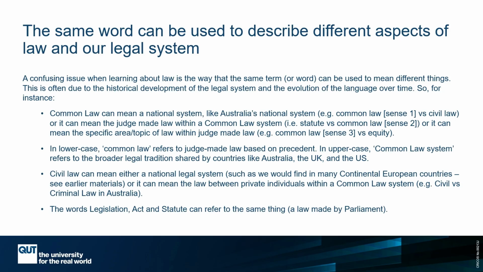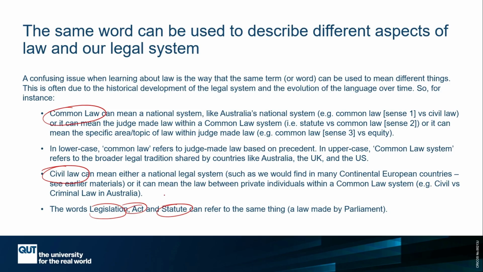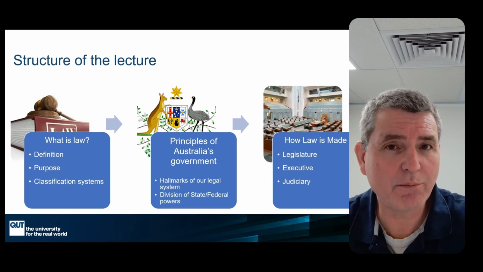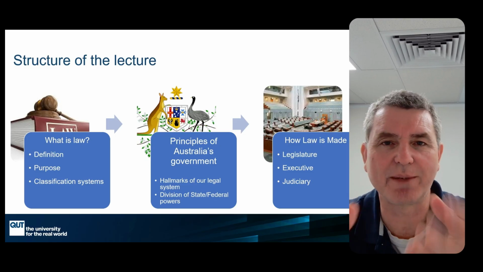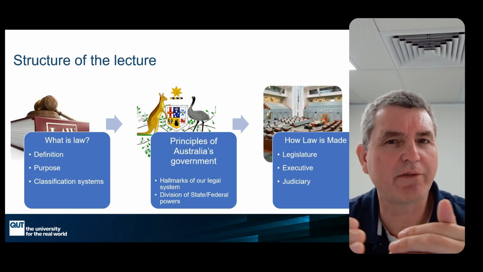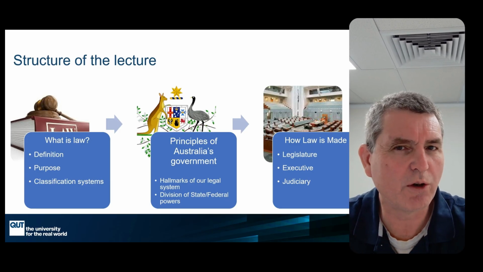And to round out this discussion, I've tried to produce some of the most confusing areas of terminology you might find in the course. Common law is one that can be used multiple ways. Civil law is a word that can be used multiple ways. And importantly, the words legislation, act, and statute can mean the same thing. Okay, these topics become far more important when we start looking at a scenario where an act or incident occurs in a scenario, and you have to know which area of law that you want to apply.